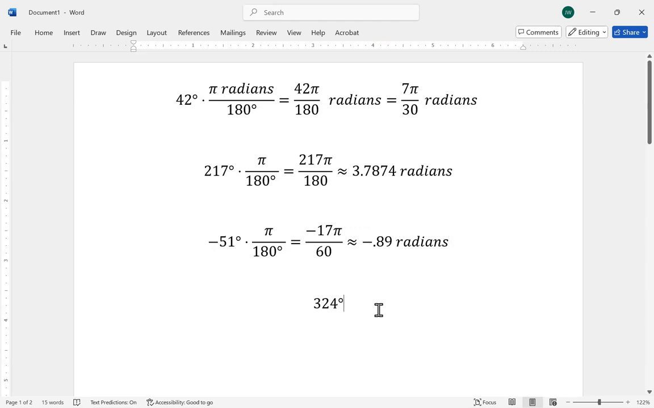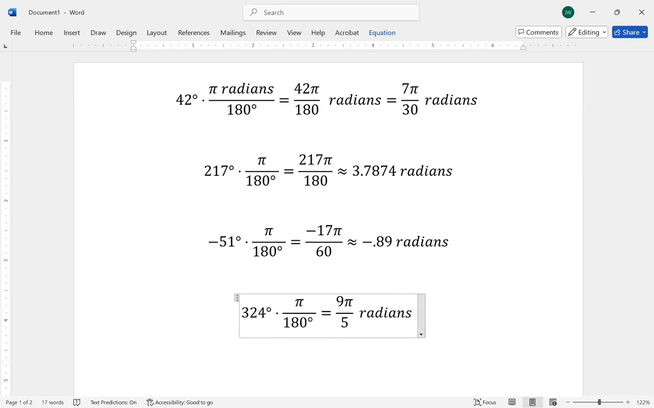Now let's take 324 degrees and multiply that by the fraction of size 1. Again, we're using pi over 180, that is pi radians over 180 degrees. And when we simplify that, that's 9 pi over 5 radians. I'll just leave the exact answer up there. You can convert that to a decimal if you'd like.